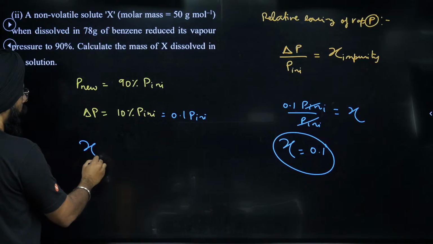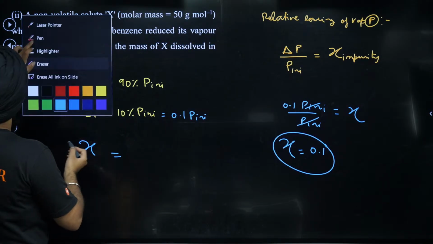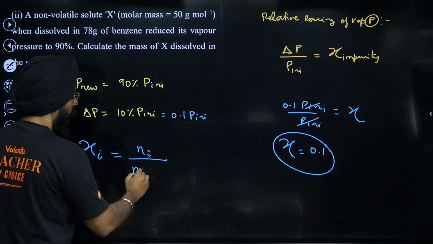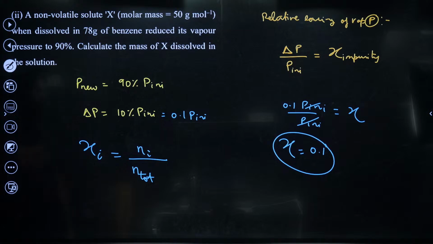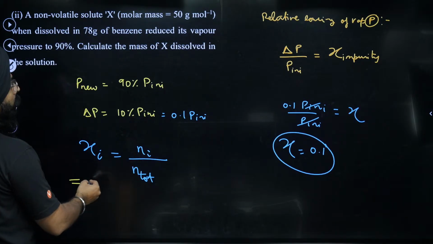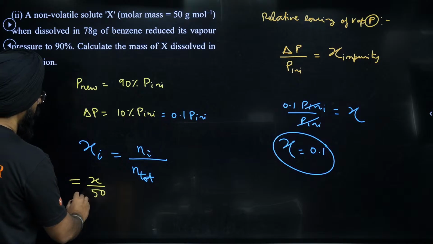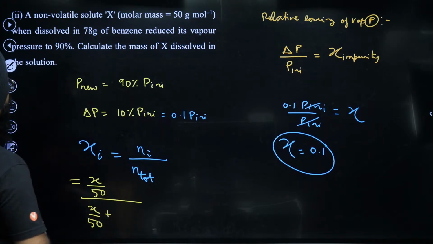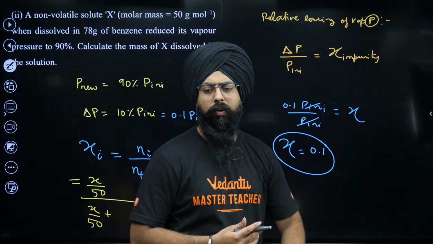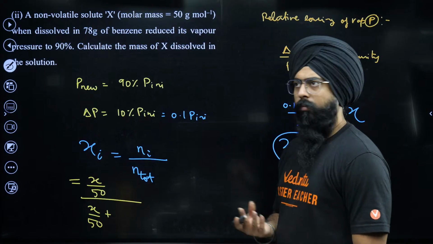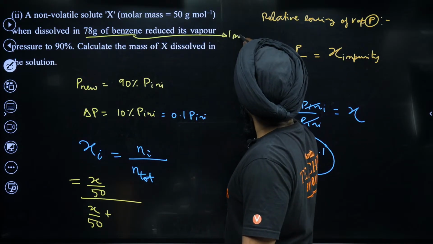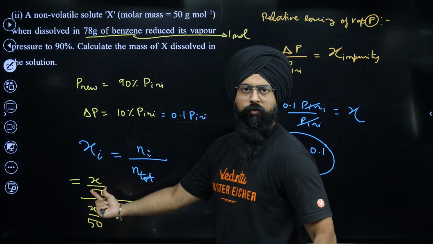So what is mole fraction of any component? Mole fraction of any component, let's call it I, is equal to moles of I upon total number of moles. Cool. So this is all you have to do now. Molar mass is 50 gram per mole. Very nice. Molar mass is also given. So this can be written as, we have to divide x upon 50 divided by x by 50 plus 78 grams of benzene. 78 grams of benzene is 1 mole.